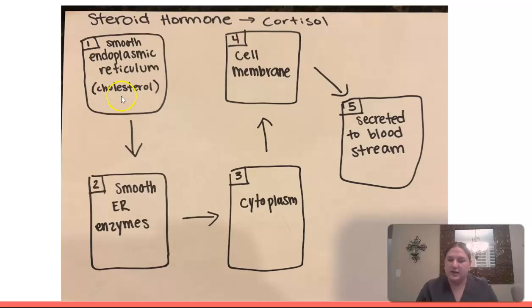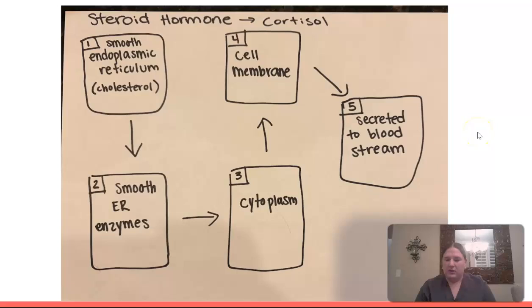After synthesis, cortisol diffuses freely through the cytoplasm and crosses the cell membrane by simple diffusion. Once released from the cell, it enters the bloodstream and travels to target tissues, where it binds to intracellular receptors that regulate gene expression involving metabolism, stress response, and immune regulation.